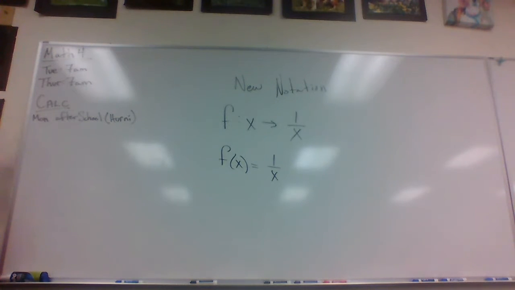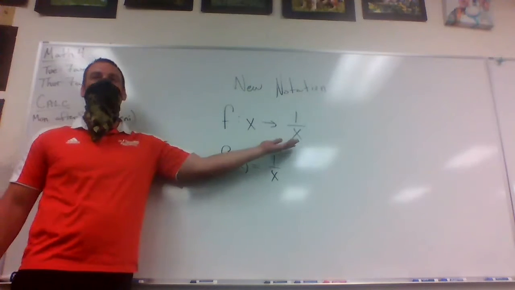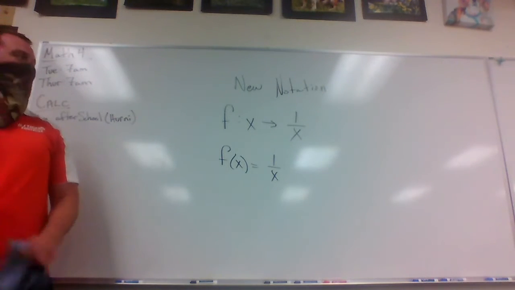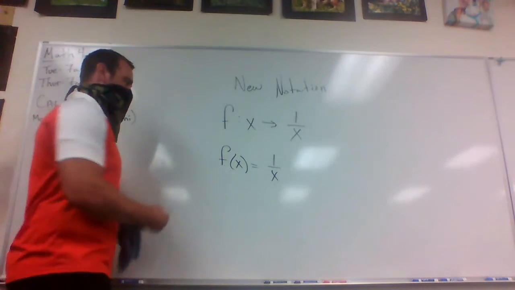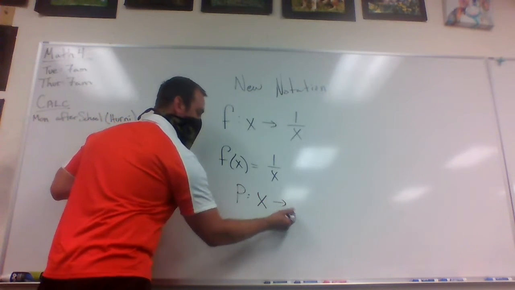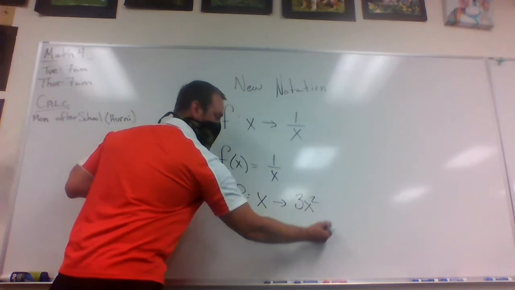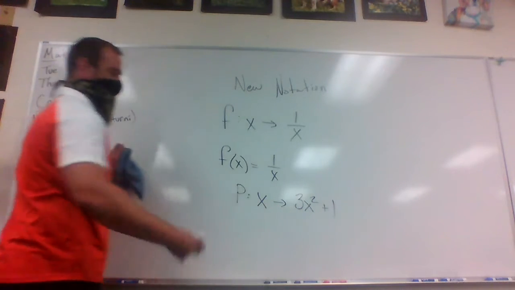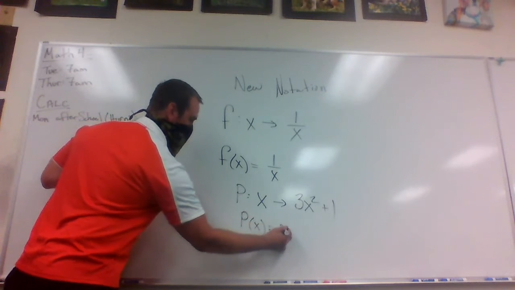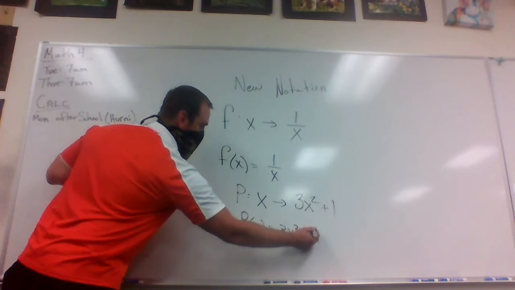occasionally. They'll throw a question on there, and you're looking at it and you're freaking out, like, what the heck does that even mean? It just really means f of x equals 1 over x. And you could have anything for that. You might see like p of x, maybe 3x squared plus 1. You just have to recognize that's really saying p of x equals 3x squared plus 1.